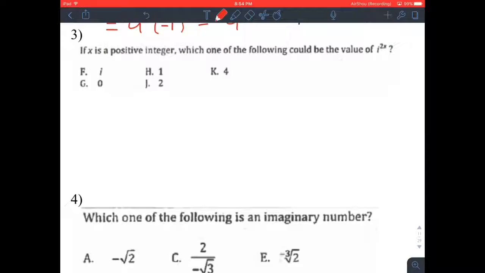Number 3, if x is a positive integer, which one of the following could be the value of i to the 2x? Well, how about we put some numbers in for x to see if we can get one of these answers? Let's say that x is 1. That's going to be i to the 2 times 1, which is i squared, which we just said is -1. So we didn't get any of the answers there.